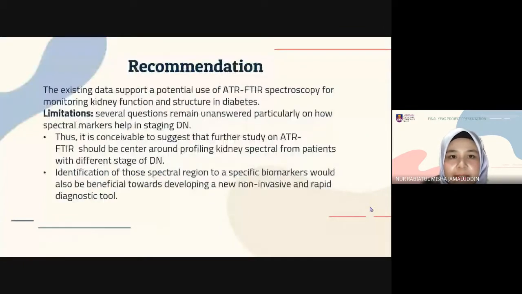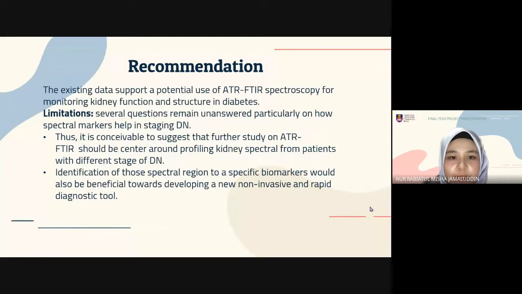But the existing data only supports the potential use of ATR-FTIR spectroscopy for monitoring kidney function and structure in diabetes. However, there are limitations, as several questions remain unanswered, particularly on how spectral markers help in staging diabetic nephropathy. Thus, it is conceivable to suggest that further study on ATR-FTIR should be centered around profiling kidney spectra from patients with different stages of diabetic nephropathy.